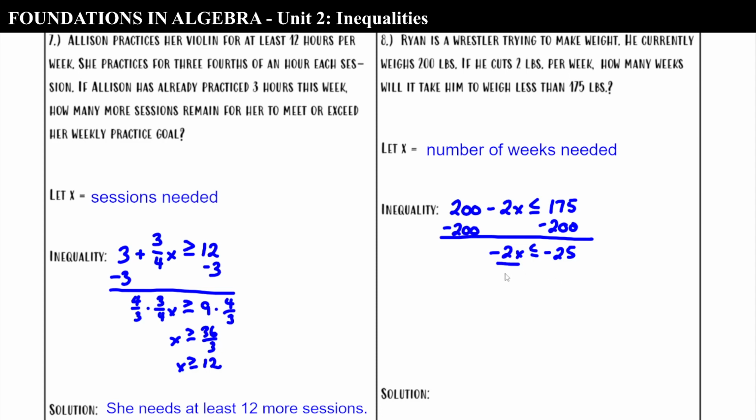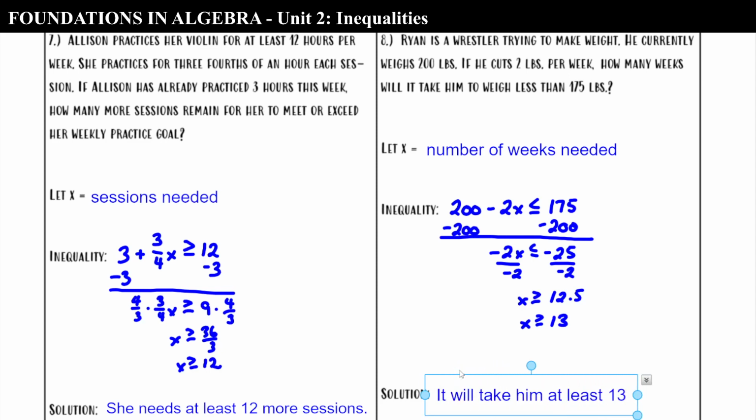And when we divide each side by negative 2, remember we have to flip the inequality because we divided by a negative, and that gives us 12.5. So it's going to take him the rest of that week to be at his weigh-in, so it's going to take him 13 weeks at least. So our answer here is going to be, it will take him at least 13 weeks.